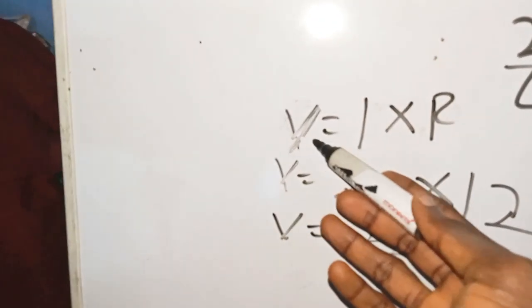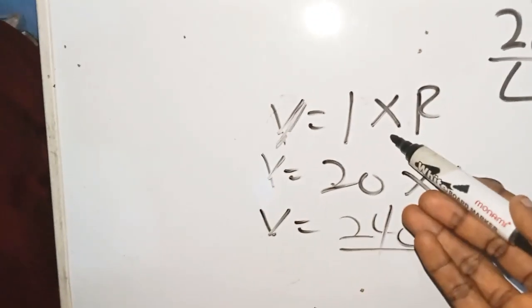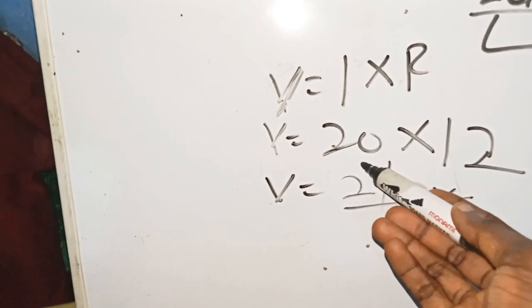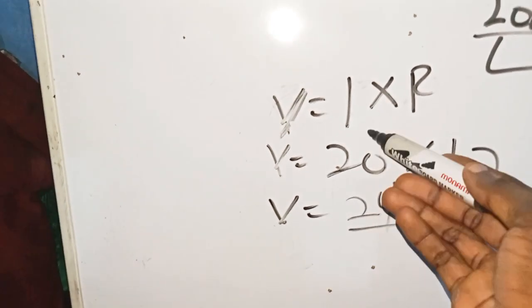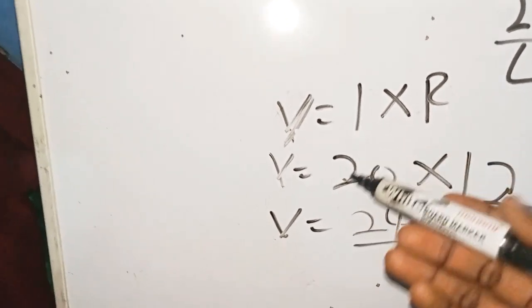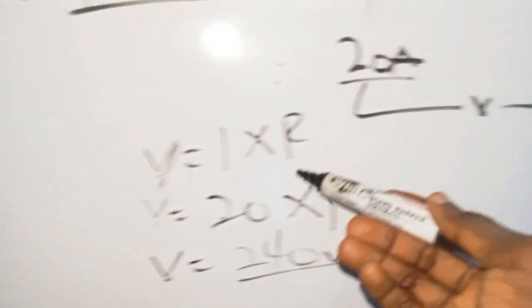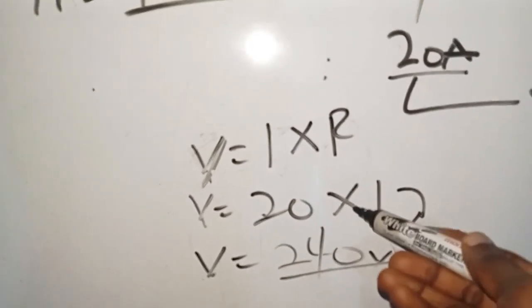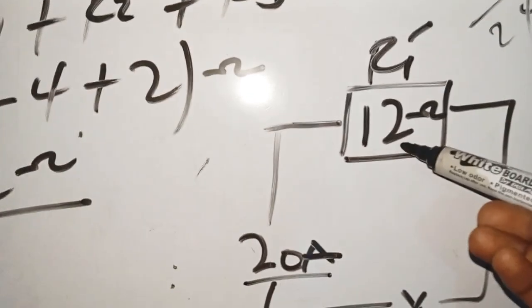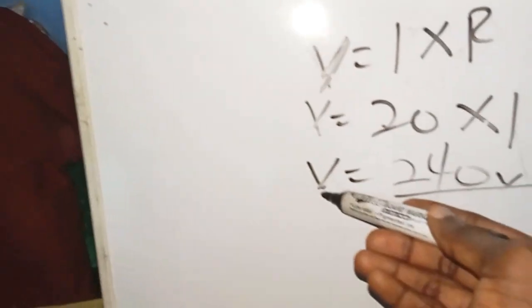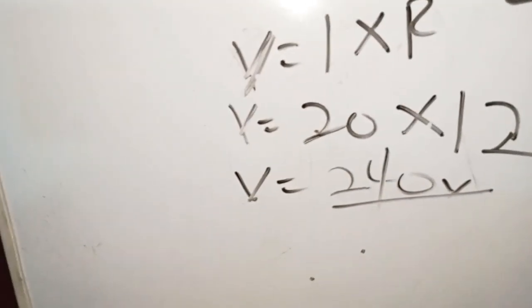Voltage is equal to I, current, times resistor. So V is equal to 20, the current here, times the resistor we had, 12. Leaving us with our answer: total voltage is equal to 240 volts.